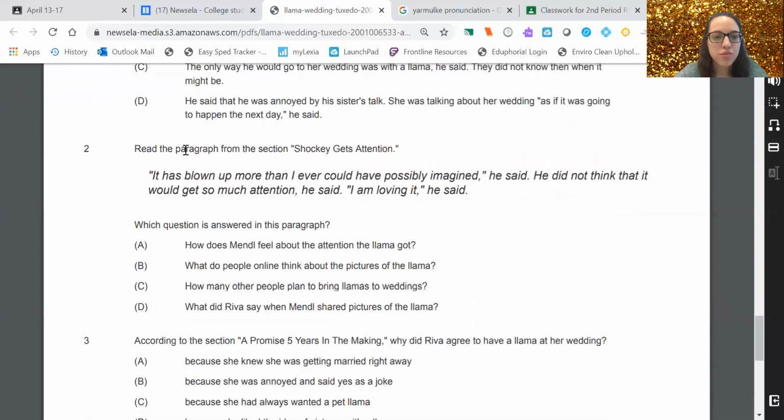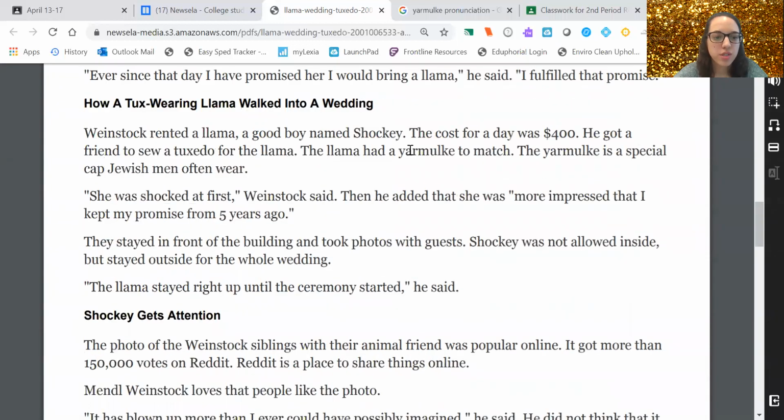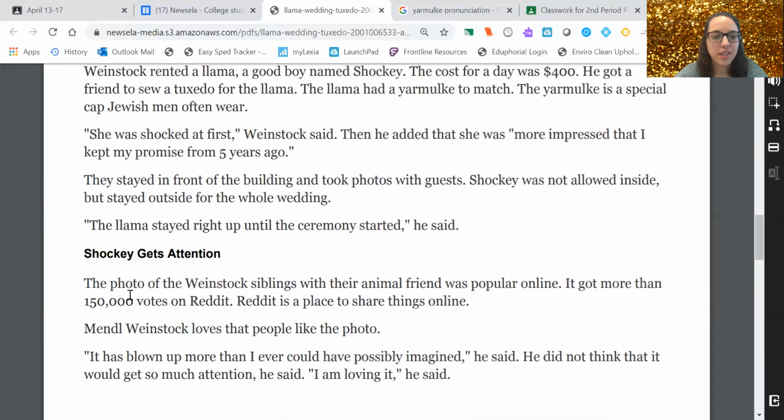Number 2 says, read the paragraph from the section Shockey gets attention. Okay, so you would just go back and you're going to look at that very last one there. Shockey gets attention.